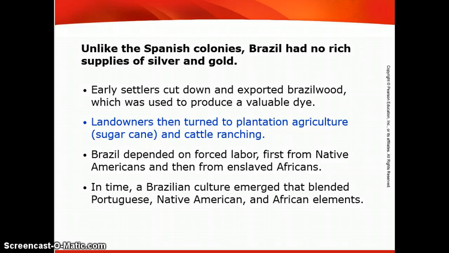Unfortunately, they only looked along the coast and didn't find any. There is actually silver and gold, but farther in Brazil, not in as large quantities as in Mexico and Peru. However, it is there. To begin with, though, early settlers will cut down and export Brazil wood, which was used to produce a valuable dye. They will make money off of this. Also, landowners will turn to plantation agriculture, planting sugarcane, and also they'll make money through cattle ranching. Brazil depended on forced labor, first from Native Americans and then from enslaved Africans. In time, a Brazilian culture emerged that blended Portuguese, Native American, and African elements, cultural diffusion.